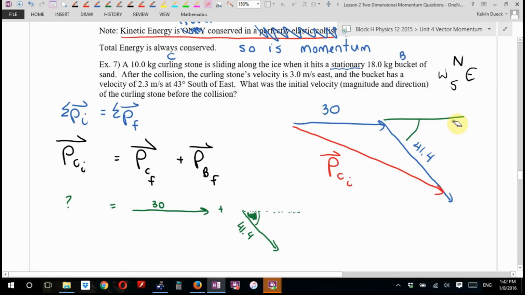But wait. What is this form right here? A straight line. How many degrees is a straight line? 180. How many degrees is this right here? So how big must this angle be? How could I calculate it? 180 minus 43. 137? Double check me.